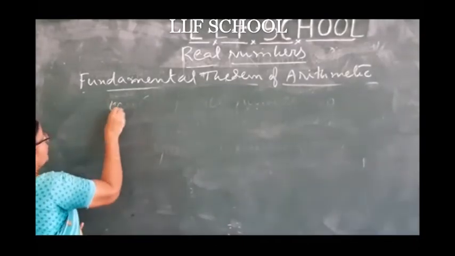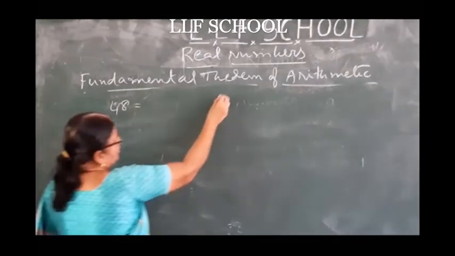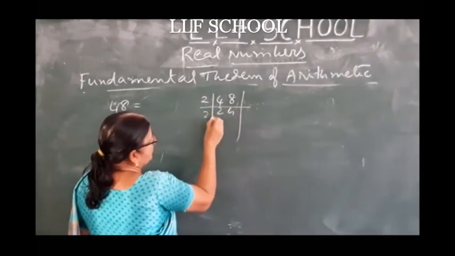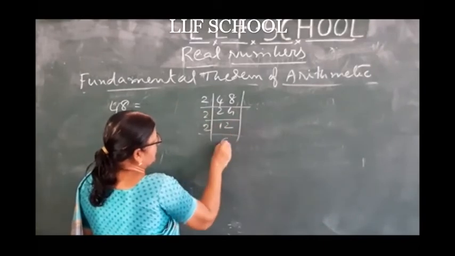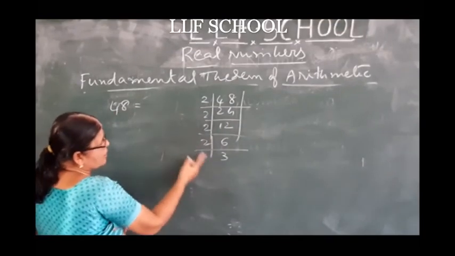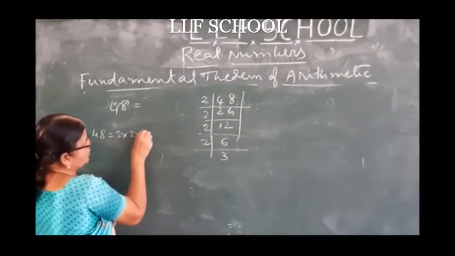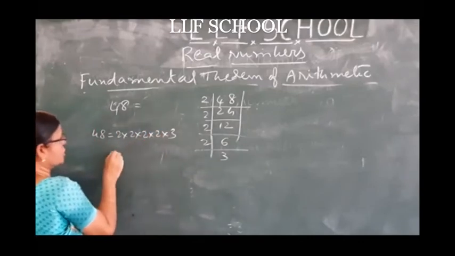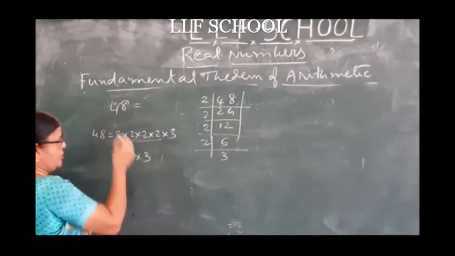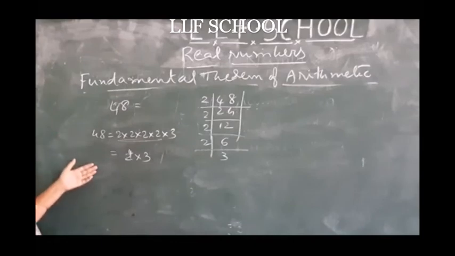See here, 48. What is the prime factorization of 48? 2 divides 48, 24 times. 2 divides 24, 12 times. 2 divides 12, 6 times. 2 divides 6, 3 times. These are all prime factors. Now 48 is equal to 2 into 2 into 2 into 2 into 3. In indices form, it is 2 to the power of 4 into 3. So this is the prime factorization of a composite number.